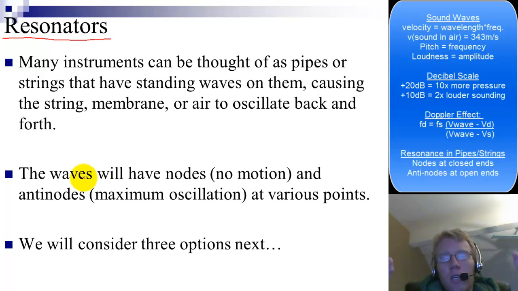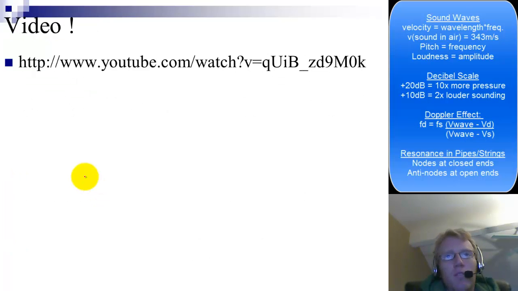There's going to be nodes where there's no motion, and then antinodes are the places where it's oscillating back and forth. So if you have a string, for example, fixed at both ends, those have to be nodes, and then the middle can oscillate up and down. So there's three options we're going to consider in the next 3 slides. But first we have a cool video.